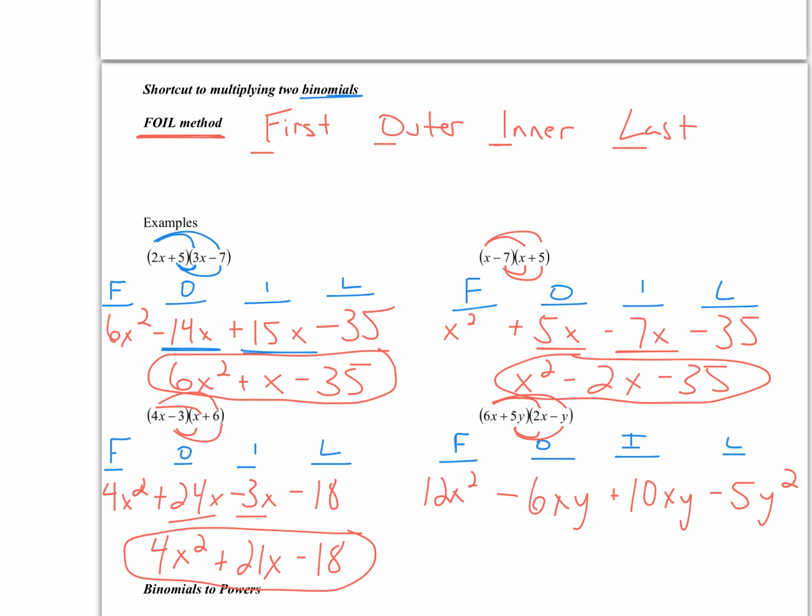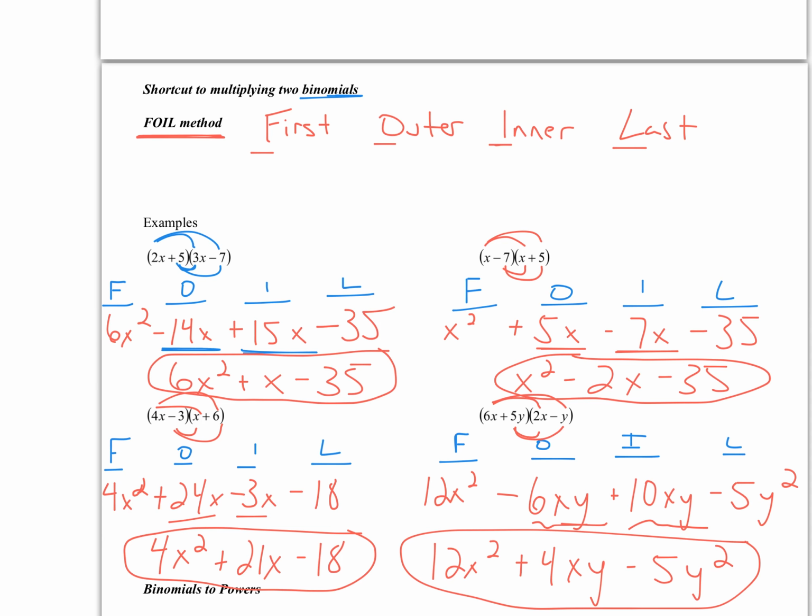Go ahead and combine like terms. Well, I see an xy here, and I see an xy here. So that means I have 12x squared, negative 6xy's, and 10xy's give me 4xy's. So I'm combining that to give me 12x squared plus 4xy minus 5y squared. And there we go.